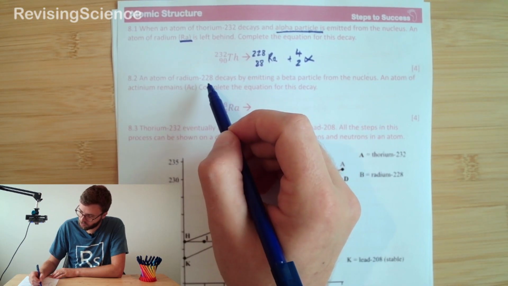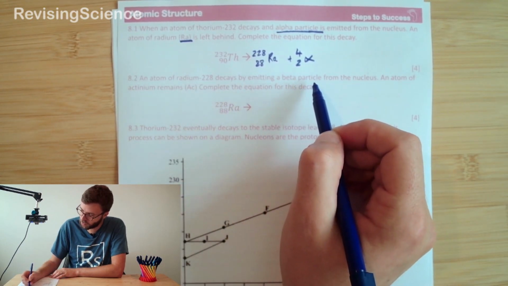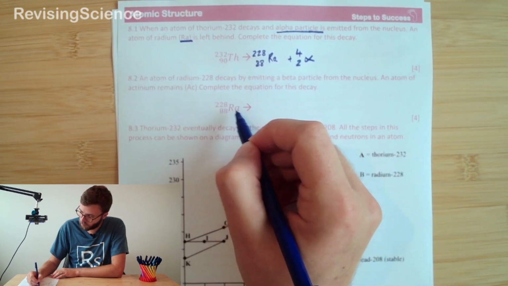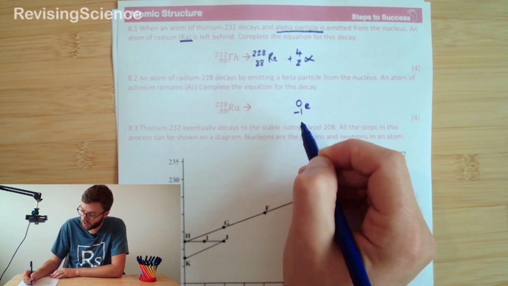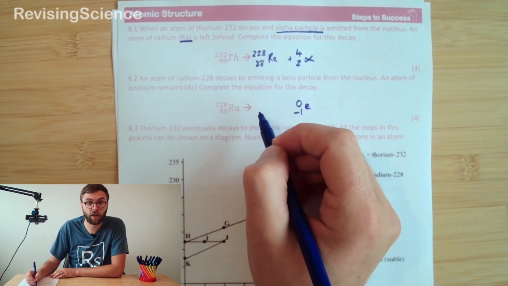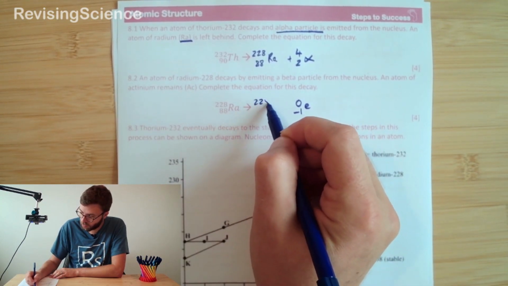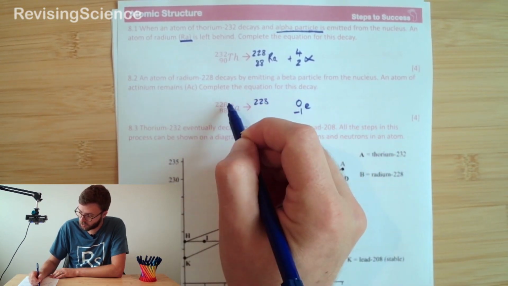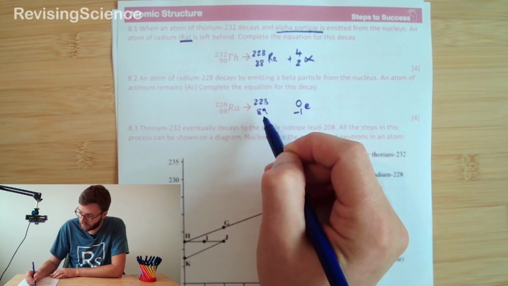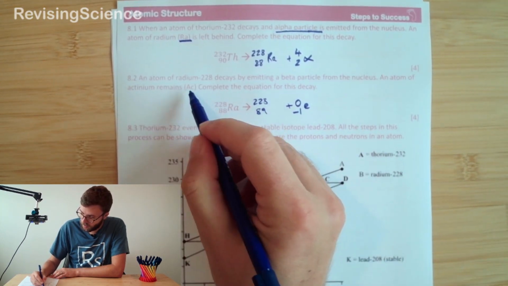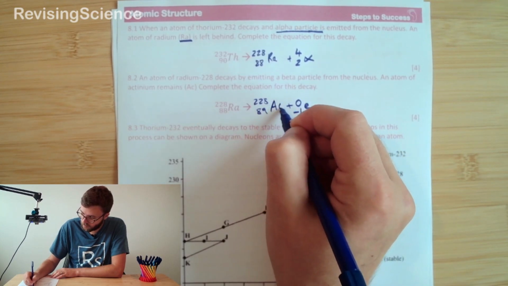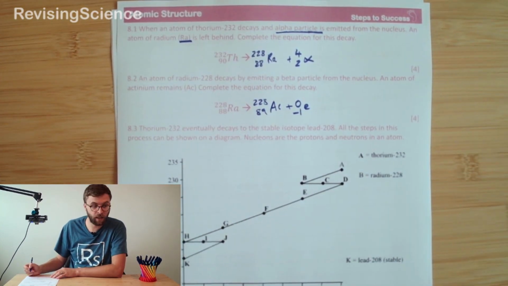It then tells us that radium decays by emitting a beta particle from the nucleus. So again, we know it's a beta particle, so a beta particle will be 0 and -1. And again, we can do the same trick with the numbers. At the top there will be 228, as 228 plus 0 gives us 228. And at the bottom will be 89, as 89 plus -1 gives us 88. And we know it's actinium, so we can put our Ac in like so.